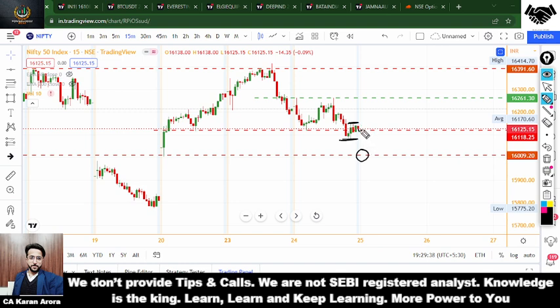Scenario number two: the market opens flat and starts moving up. Will I be taking a CE? The answer is no, because the trend is down and I won't bet against the trend.